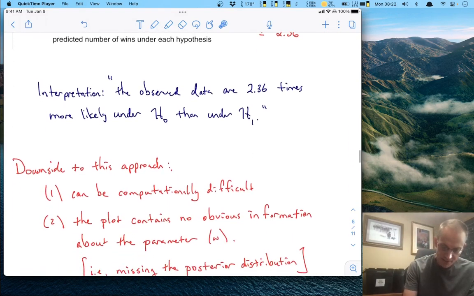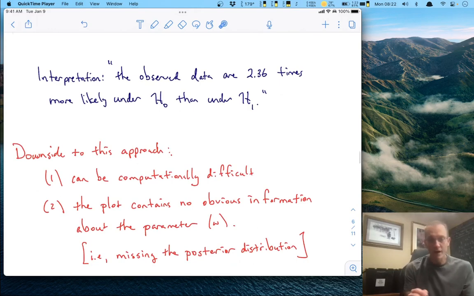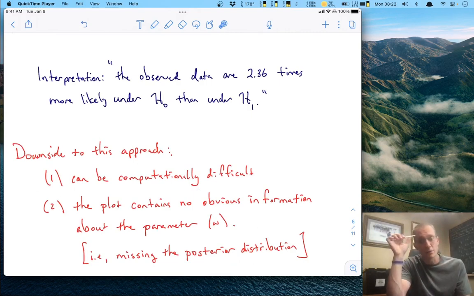Now there are some downsides to this approach. One is that it can be computationally difficult. It's not too bad in this case. In fact, the R code for doing it is available in lecture 2 video's link. There's a link in the description. If you have some calculus background, it's not too bad. If you don't have calculus background, it might be quite difficult.